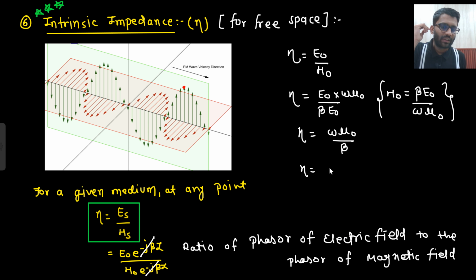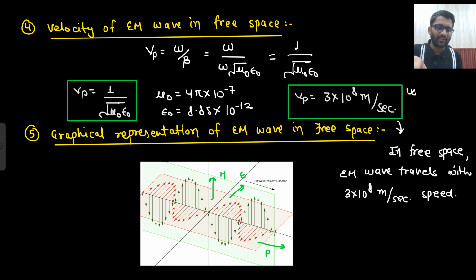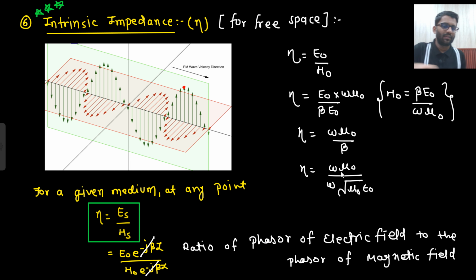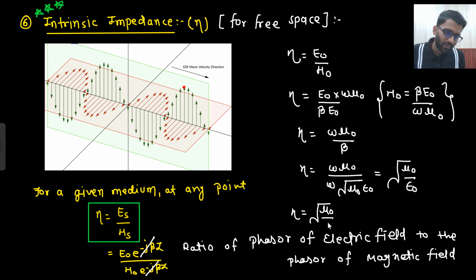Okay. So what is the value of beta? Beta is omega root of mu naught epsilon naught, right? This I asked you to remember. Very important. So this and omega are getting cancelled. So what is the expression you are getting? Mu naught epsilon naught, right? Omega and omega are getting cancelled. Here mu naught to the power 1, here mu naught to the power 1 by 2, so this will get cancelled. Under root mu naught you will get, under root epsilon naught you will get. So what is the answer of neta you are getting finally? Answer of neta you are getting is root of mu naught by epsilon naught.